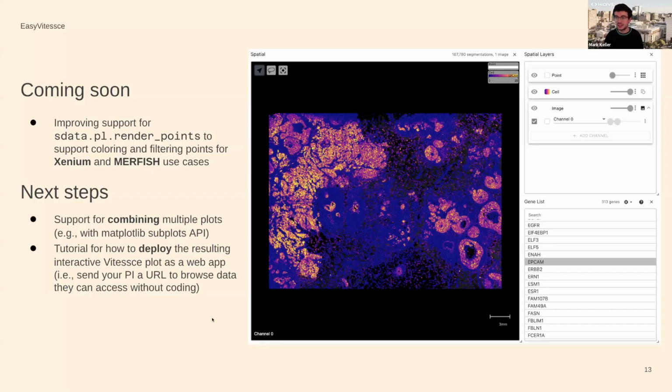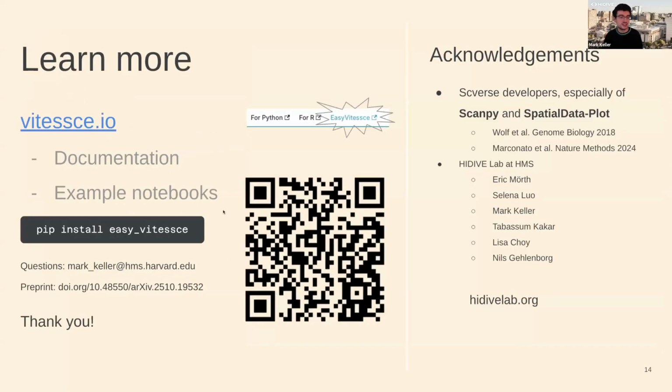And that's it. And I forgot, this is how you can use EasyVitessce. So on vitessce.io, you can click this link in the navigation bar here to go to the EasyVitessce documentation, and we have example notebooks on GitHub, and you can install it with pip. You can also read about it on arXiv in this preprint, and we acknowledge the scverse developers that made these APIs that we are reusing here, as well as the other members of the HIDIVE Lab.